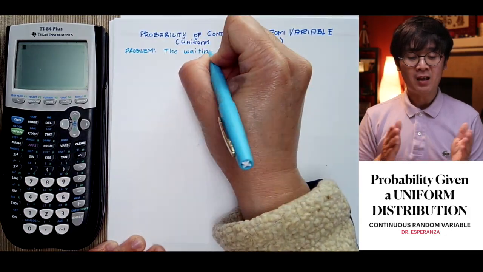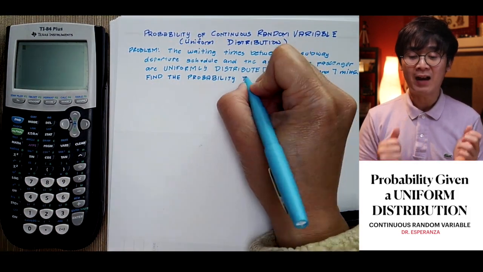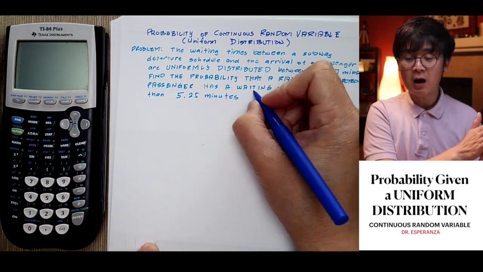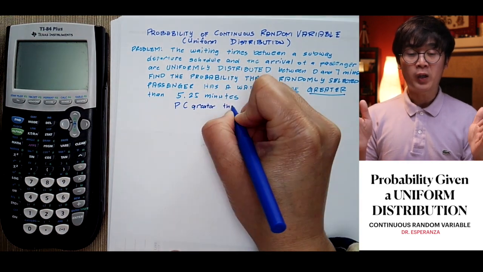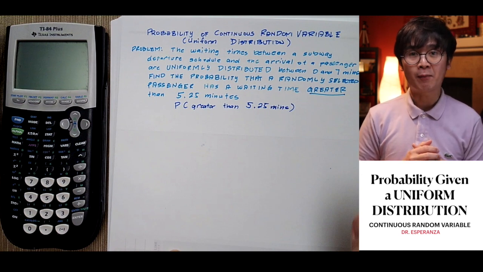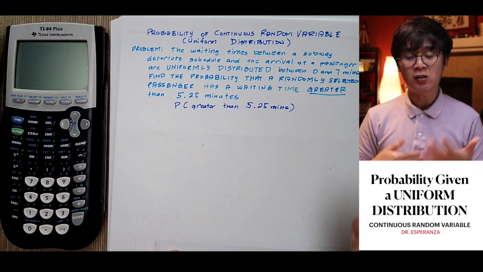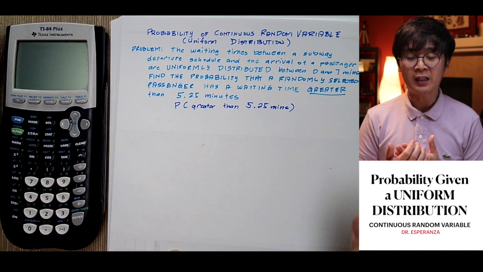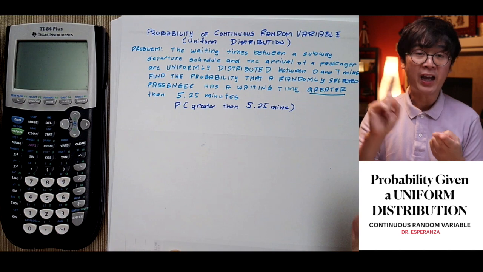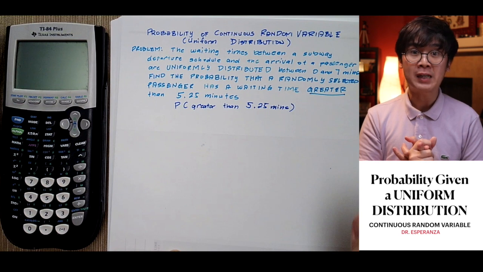In this case, the problem is that the waiting times between a subway departure schedule and the arrival of passengers are uniformly distributed between 0 minutes up until 7 minutes. We are going to be finding the probability that a randomly selected passenger has a waiting time that is greater than 5.25 minutes. To answer this probability question, you just need to make sure that you're understanding the concept of continuous random variable and a uniform distribution. This is uniformly distributed, so that means our visual later on will resemble a rectangle.